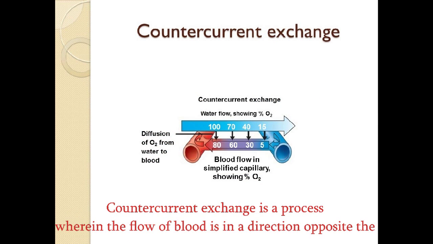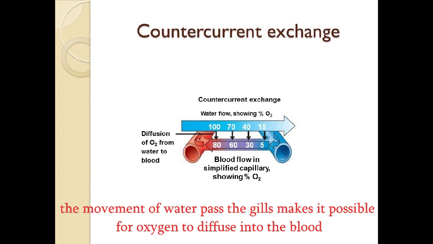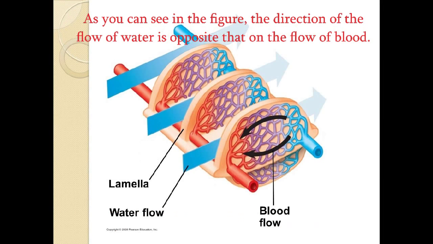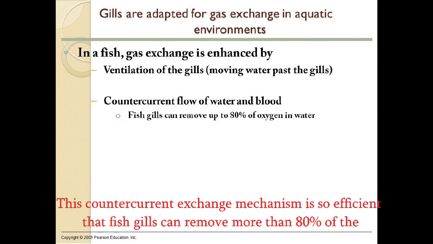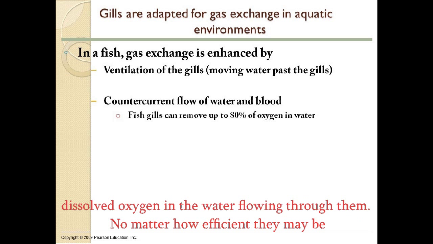Countercurrent exchange allows for oxygen to diffuse into the blood. As you can see in the figure, the direction of the flow of water is opposite to that of the flow of blood. This countercurrent exchange mechanism is so efficient that fish gills can remove more than 80% of the dissolved oxygen in water flowing through them.